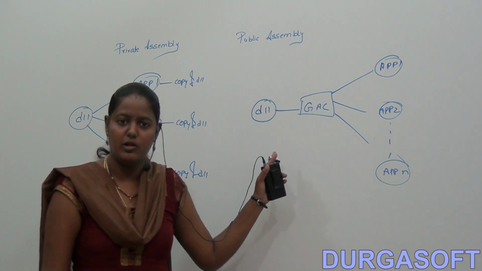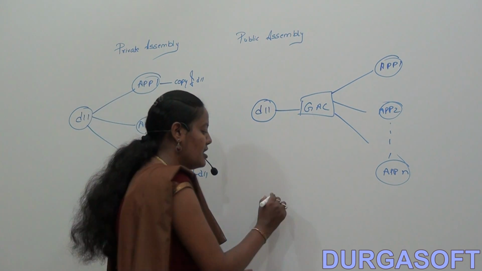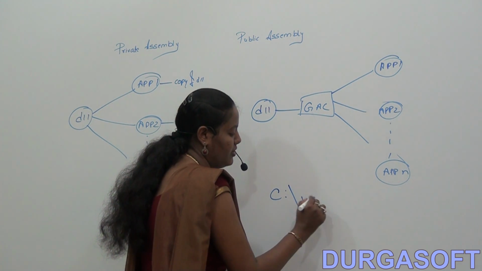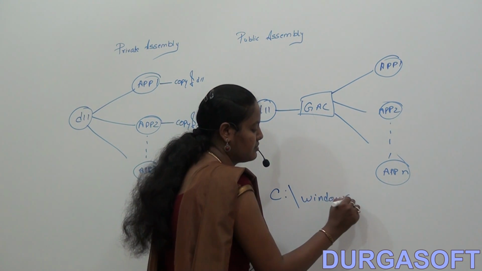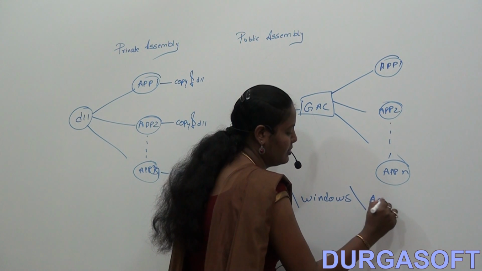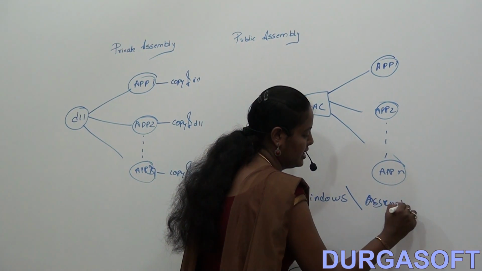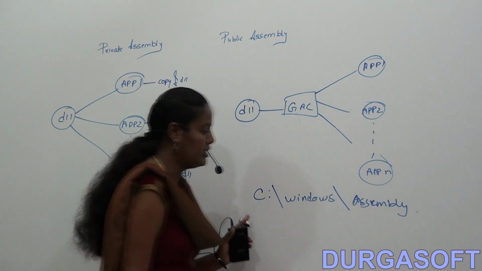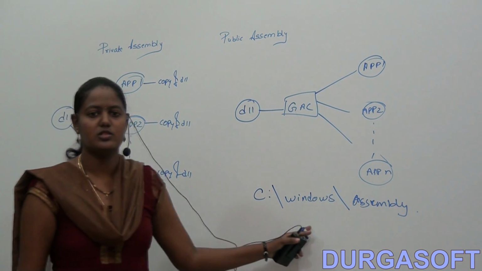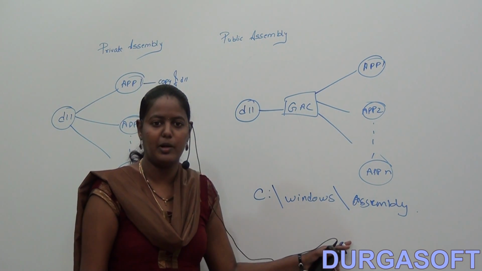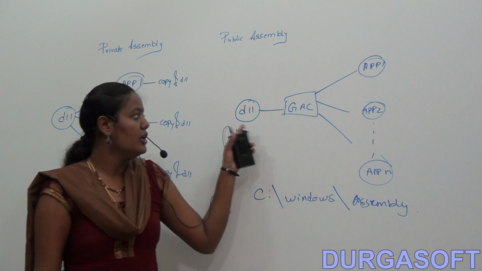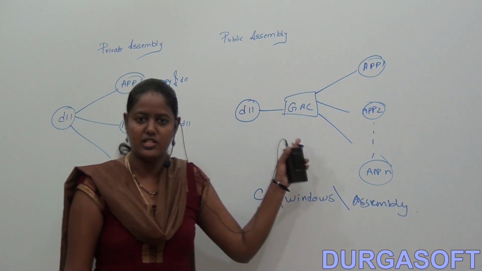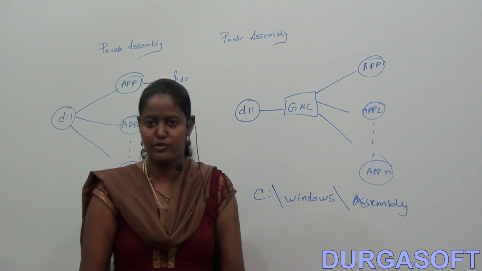And the location of the public assembly is the root folder, C drive, Windows or Windows NT, and you will have assembly. It is contained in the C drive, Windows, and assembly. This is the location of the public assembly. So to place this DLL in the GAC, we have to follow a few steps.